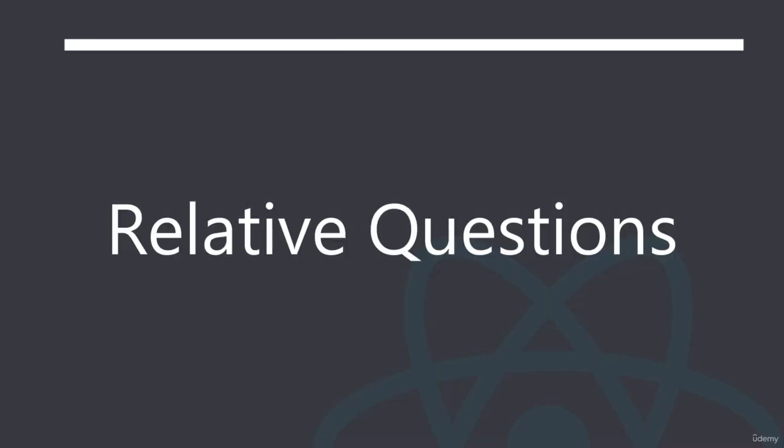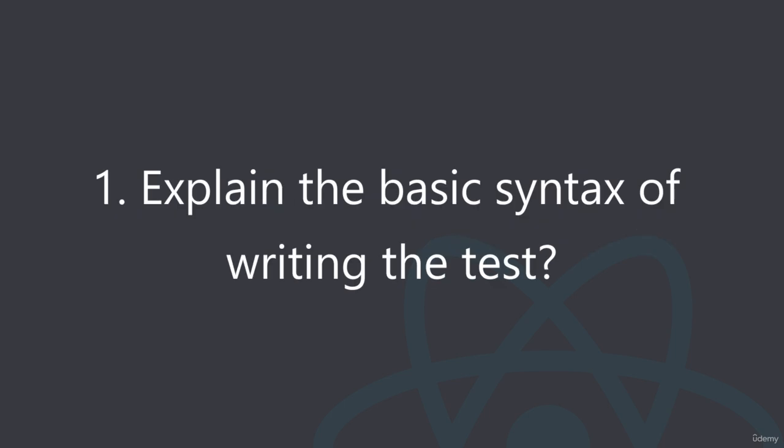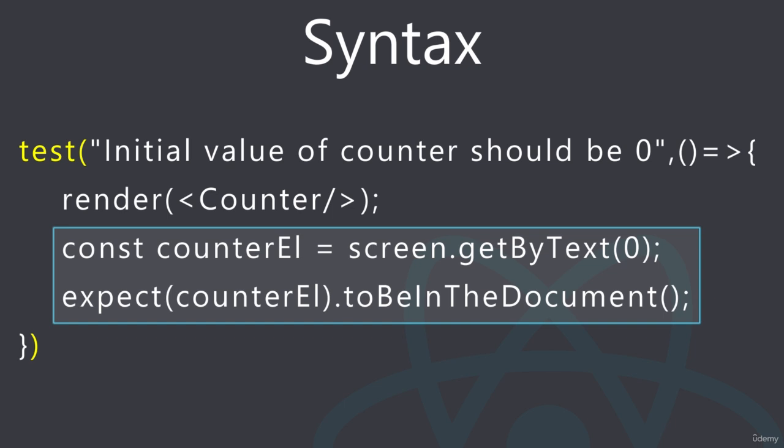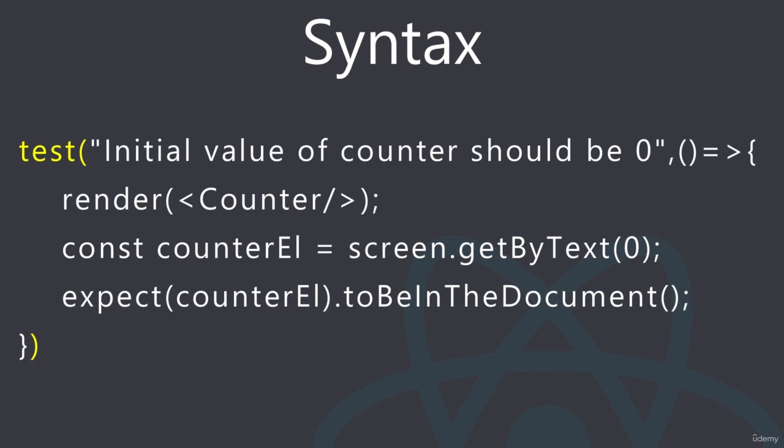Now let's talk about few relative questions. The first question is, explain the basic syntax of writing the test. So when you write the test, you just say test function. Here you give the first string, that is the description. You describe the test, and you have the second anonymous function in which you render the component or you write the assertions. That's how you define the test. So this is the basic syntax of writing test using the test function.